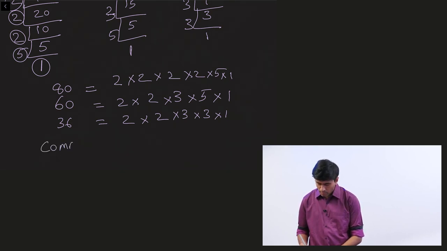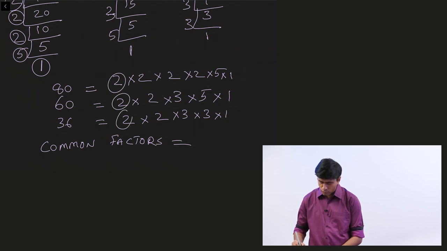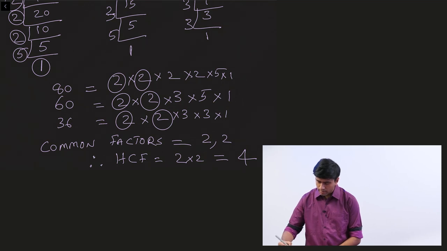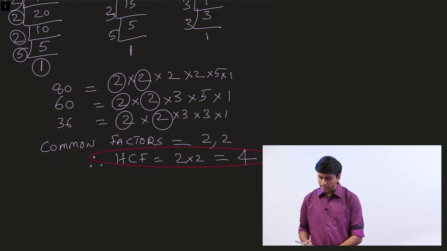So common factors. What are the common factors? We have 2 and we have another 2. These are the only two common factors. So the common factors are 2, 2. Therefore, HCF, highest common factor, will be 2 into 2, which is 4. This is your HCF. This is how you find HCF using the prime factorization method.